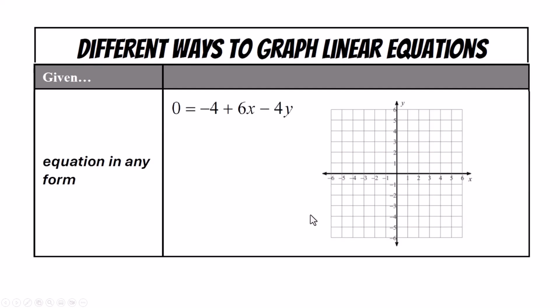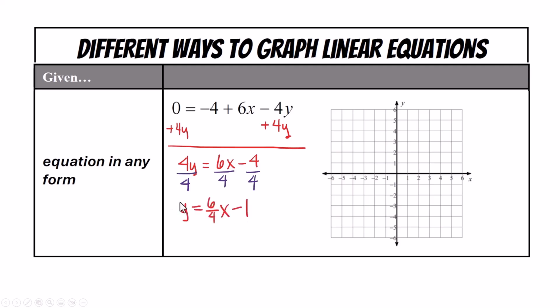Now, you could also be given an equation in any form. You could look for the intercepts, or you could put it into slope-intercept form, which is what I am going to do. So first thing I'm going to do is add the 4y to both sides, and then I'm going to divide everything by 4. And I end up with y equals 6/4 x minus 1, and 6/4 can be reduced to 3/2. Minus 1 is my y-intercept. My slope is 3/2. I'm going to go up 3 over 2 and draw the line.